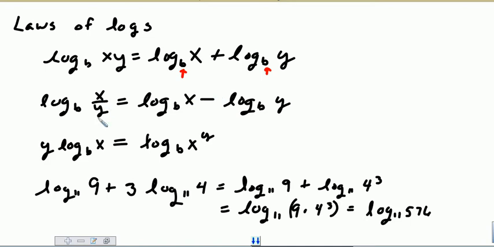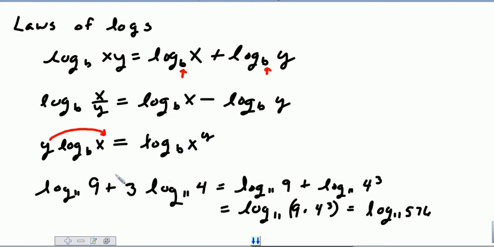If you're talking about division, log base b of x over y, then this is log base b of x minus log base b of y. We can change that into an expression with a minus in the middle. And remember, again, these two bases have to be the same. If you have a number in front of the log, that number can be moved and become an exponent. So y times log base b of x is the same thing as log base b of x to the y power.